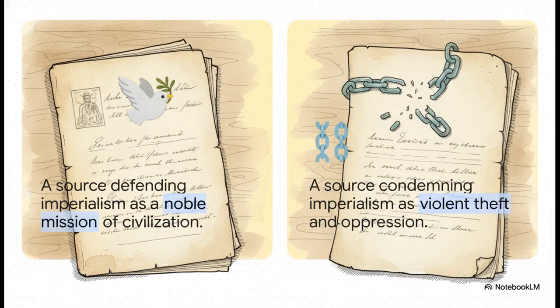Comparing perspectives is a massive part of this unit, mainly because history is almost never one-sided. Imagine you're looking at two primary sources from the era of imperialism. Source A argues imperialism is this noble mission to civilize the world. But then Source B completely condemns it as violent theft and oppression. By applying that source-based model, you detect the bias in both. You figure out how each author's background, their nationality, or their social standing completely shapes the story they're trying to tell. And from there, you evaluate the specific claims they use to back up those arguments.